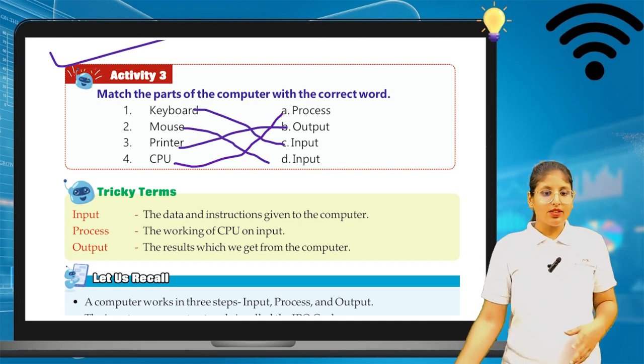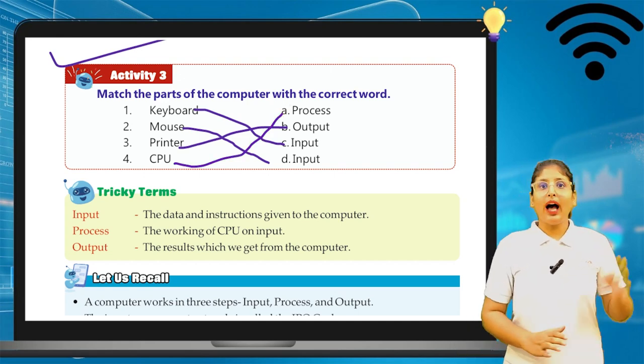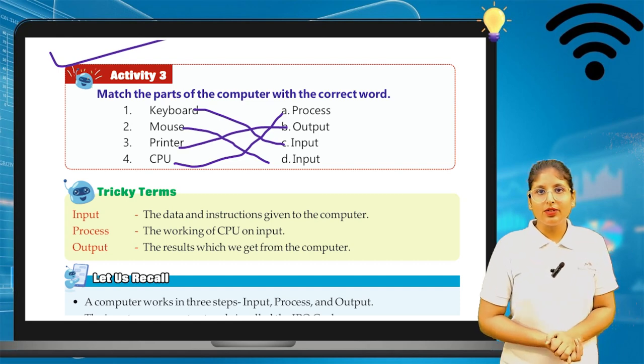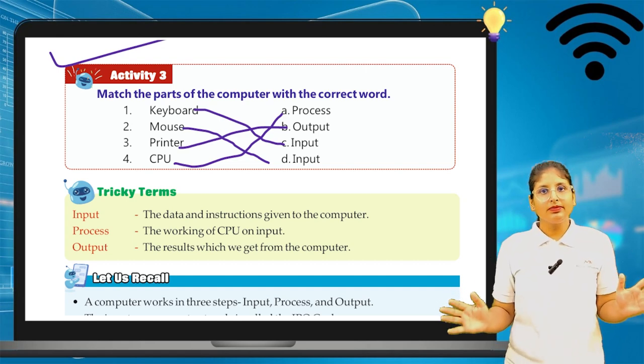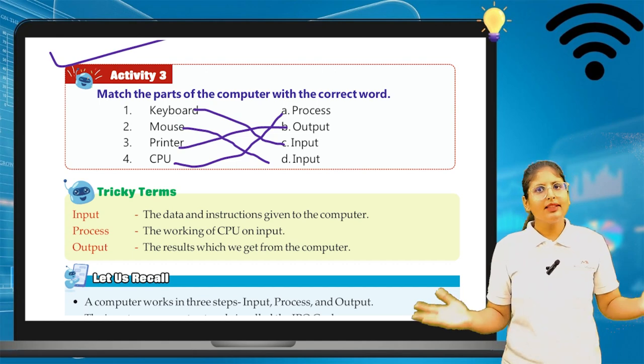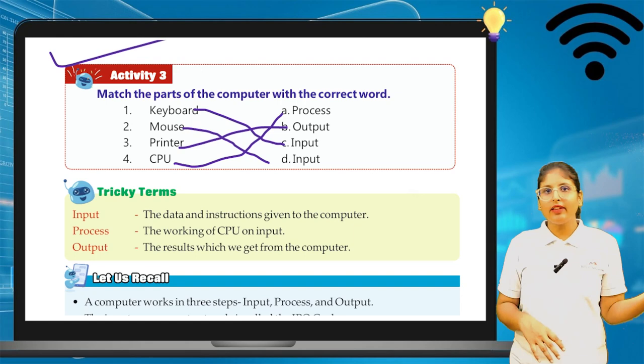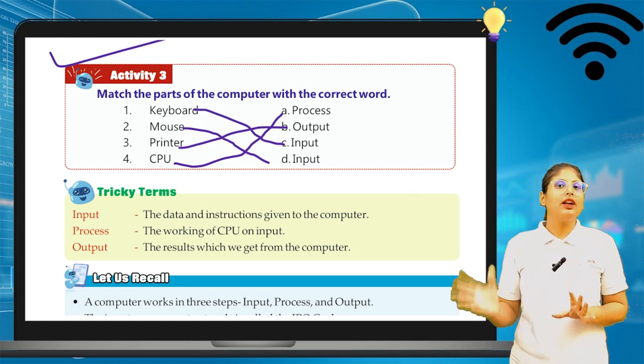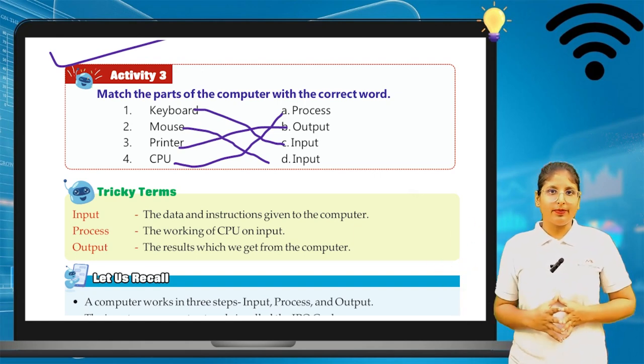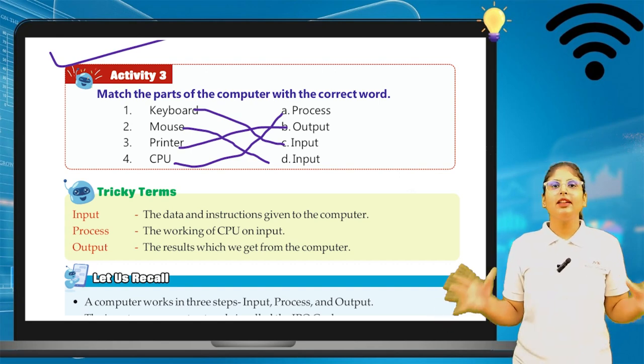Okay, so this chapter is over. I am hoping the IPO cycle is totally clear to you. Understandable? Easy? So yeah, this is what the chapter is all about. In this chapter, we will see what is input, what are input devices, what is process, and what is output and output devices.